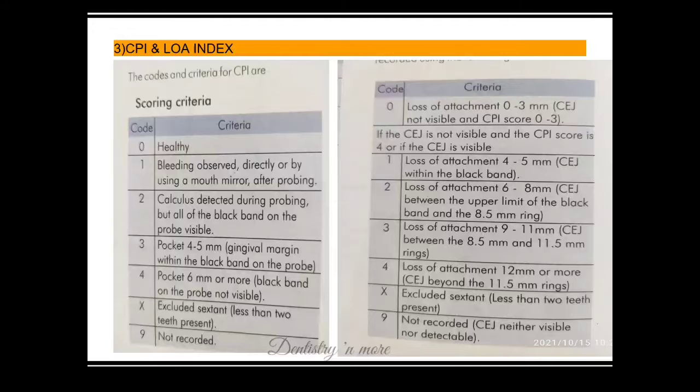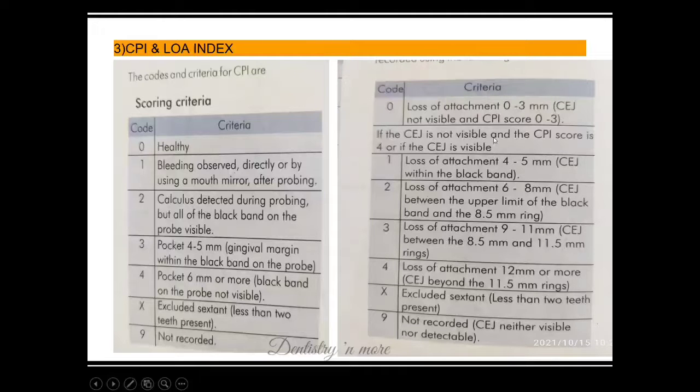Okay, so here the CPI codes are the same, but the loss of attachment codes have been added. Here 1, 2, 3 are loss of attachment. 4 to 5 mm, that is CEJ. It is measured from CEJ to the bottom of the sulcus, whereas the CPI code is measured from the gingival margin to the bottom of the sulcus. This is CEJ to bottom of sulcus.